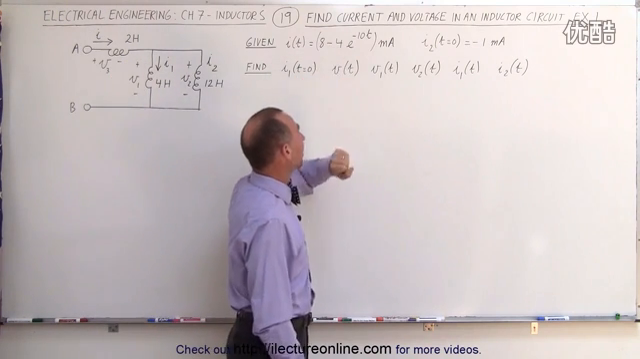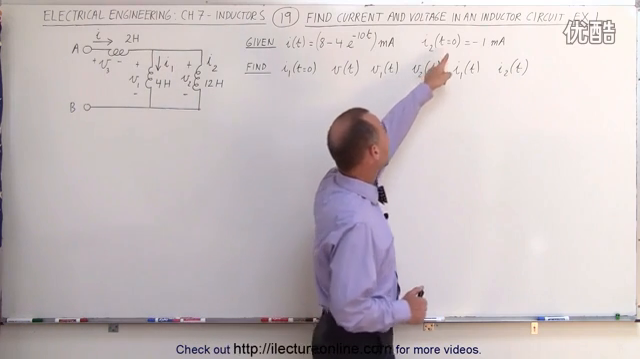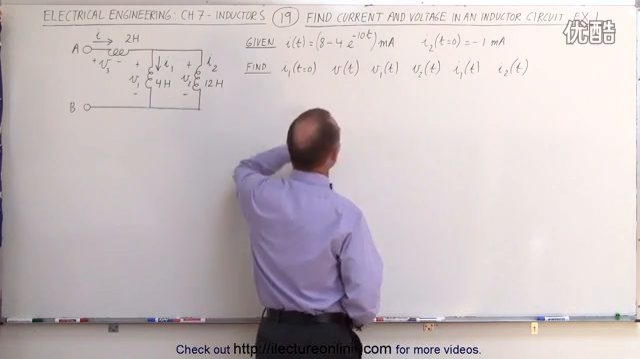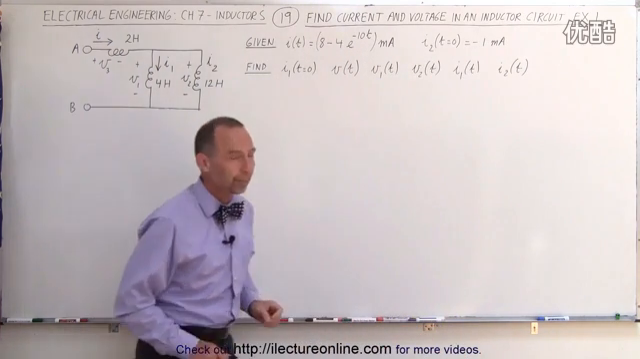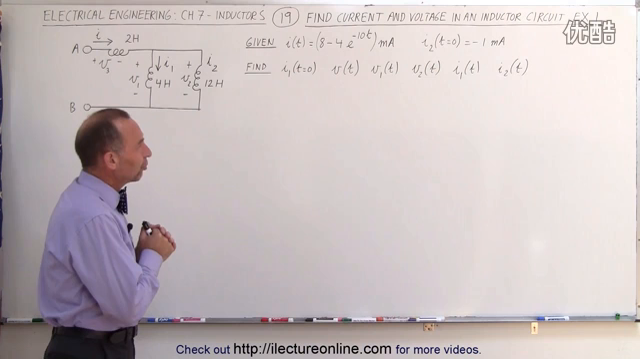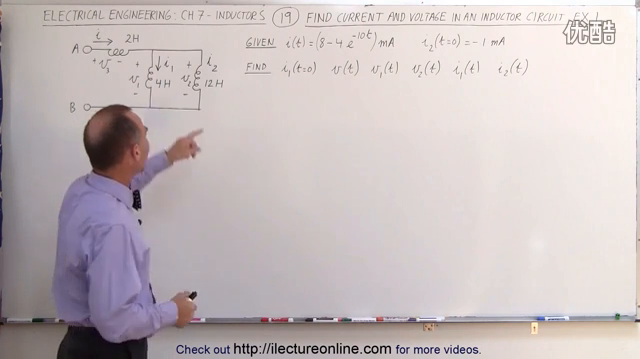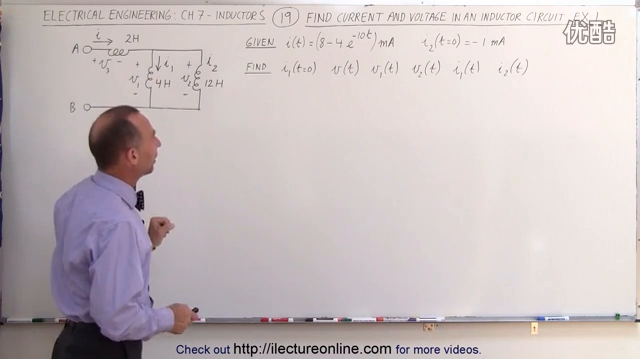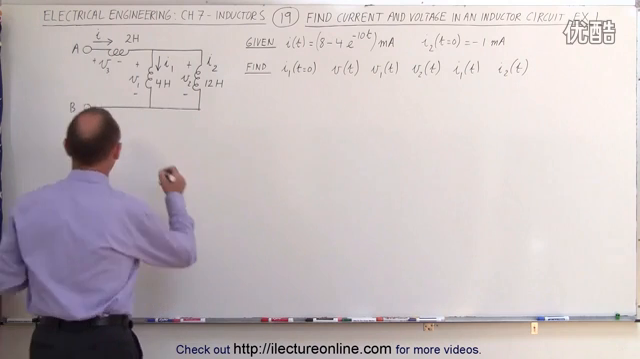We're given that the current entering the circuit going through the first inductor is equal to 8 minus 4 e to the minus 10t in milliamps, and we're also given the initial condition that the current through the second inductor in the branch is equal to minus 1 milliamp at t equals 0. So where should we start? Well, since we're given the initial condition of I2, I believe we can find I1 and I as well when the time equals 0. So let's start with that.